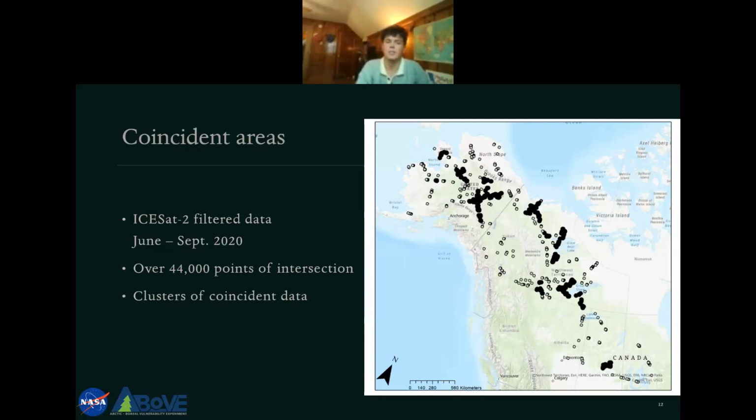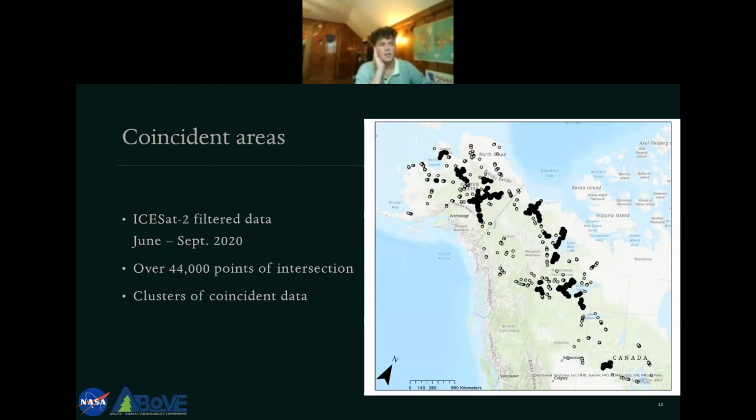The sample I have from ICESat-2 is just looking at this 4-month period from June to September 2020. And just in those 4 months of ICESat-2 observation, we had 44,000 coincident observations between ELVIS and ICESat-2. And this map is showing you all of those observations, and the difference between the gray and the black points is just showing you the spatial correlation.